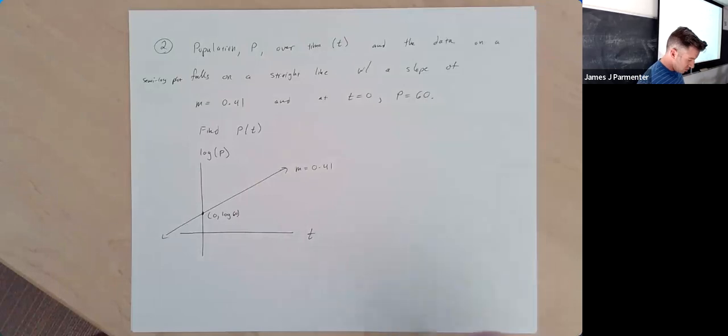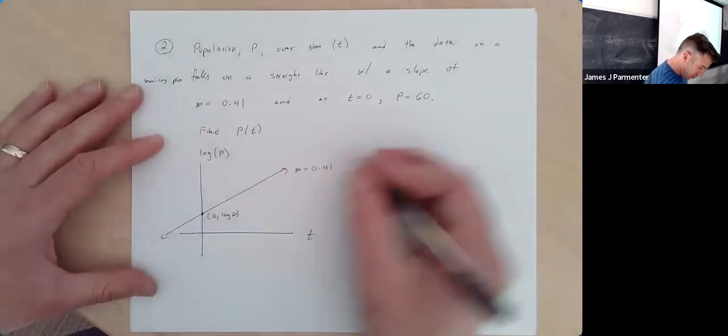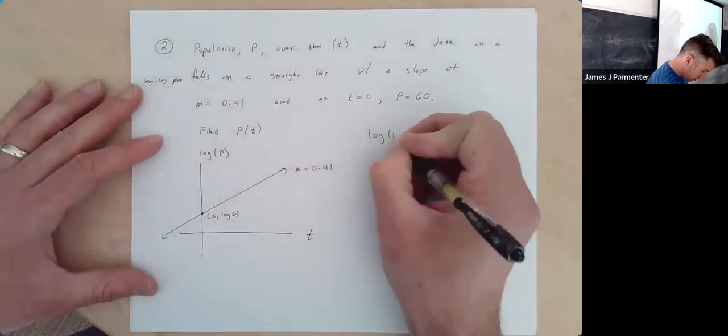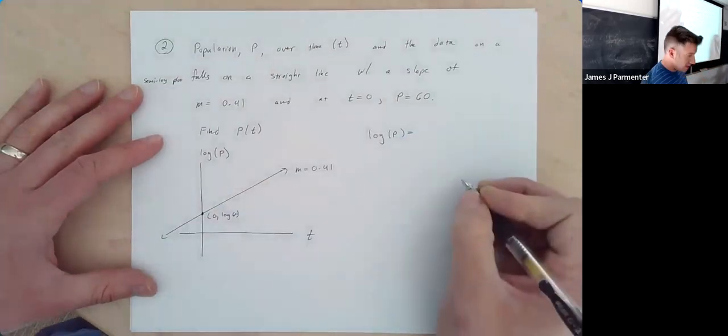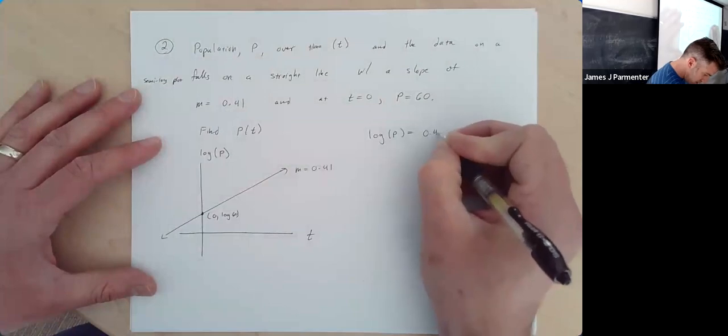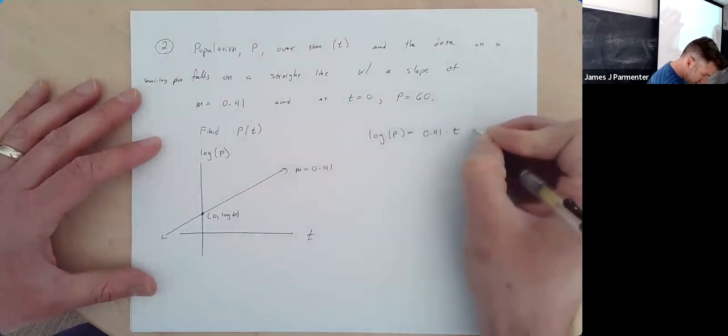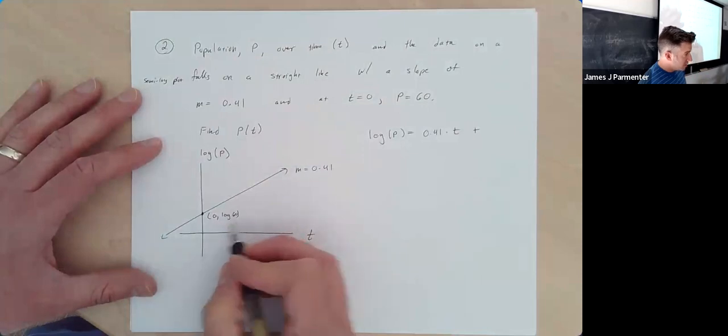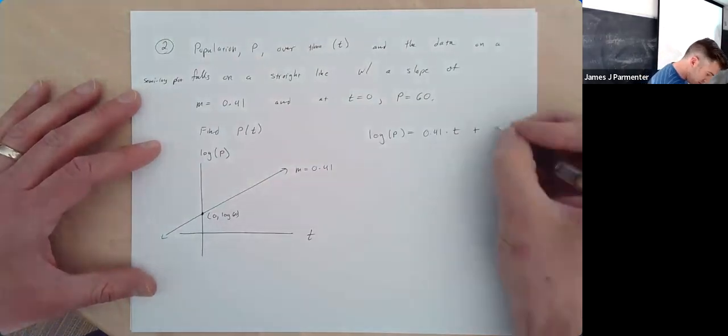But then we can do the usual thing. We can say, okay, well, our output log of P is equal to, again, it's going to be mx plus b, or in this case, m times t plus the input's going to be log of 60.